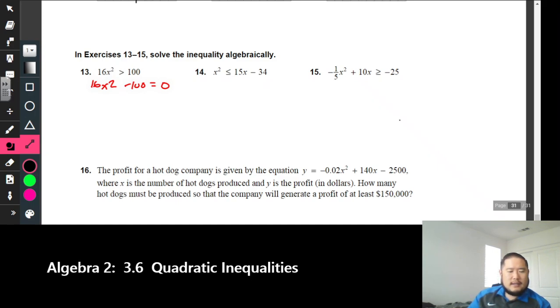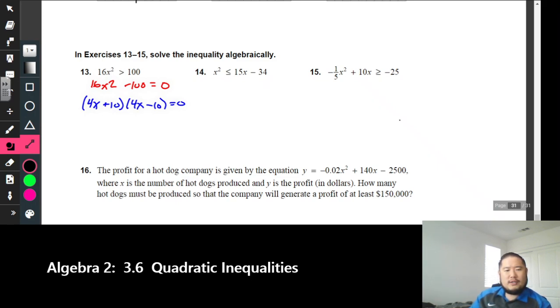All right, let's see. Looks like right here, this happens to be a difference of 2 squares, because I could take the square root of the a term. Square root of 16 is 4, square root of x squared is x. The square root of 100 is 10. So you got 4x plus 10, and 4x minus 10 is equal to 0.